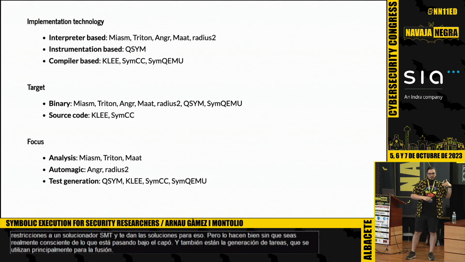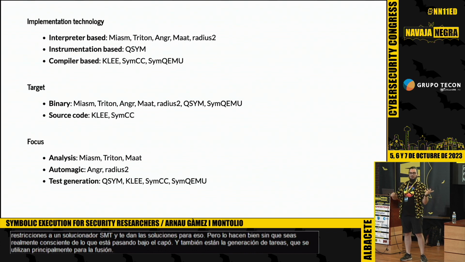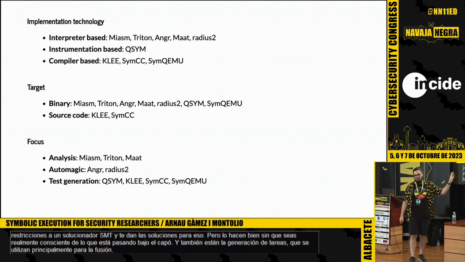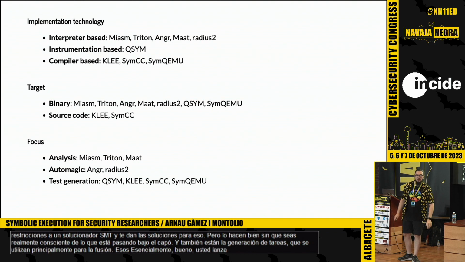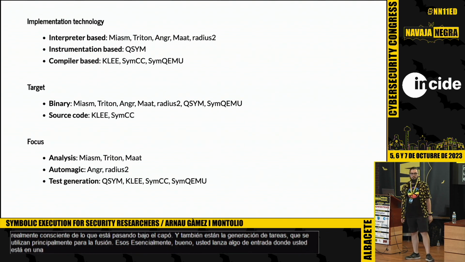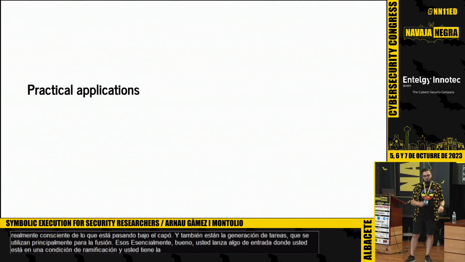And you can see that most of the analysis ones are interpreter-based, and most of the test generation ones are compiler instrumentation, but the intersection is a bit blurry. This classification is completely mine. I mean, I made it up. There are a lot more symbolic execution engines, but this is the way I ended up arranging them, the most important ones, mostly, okay?